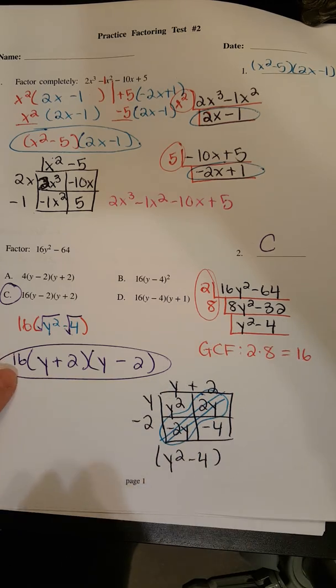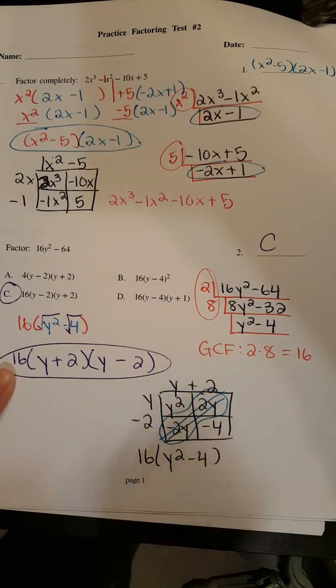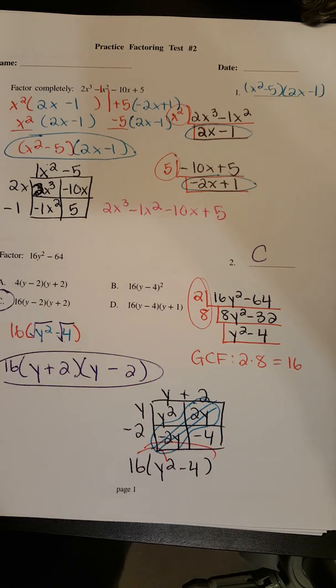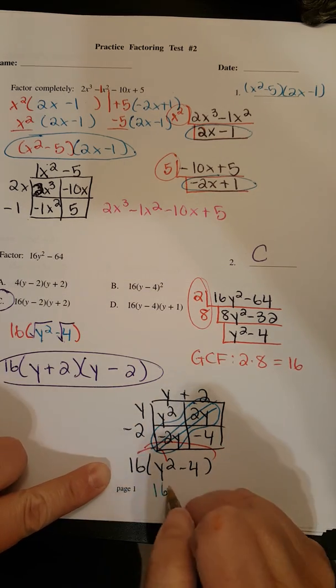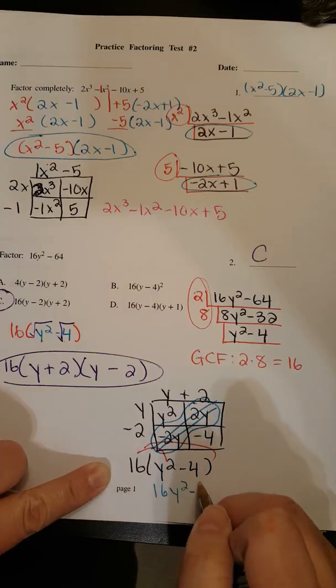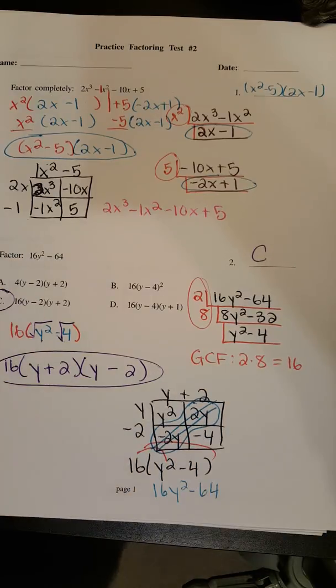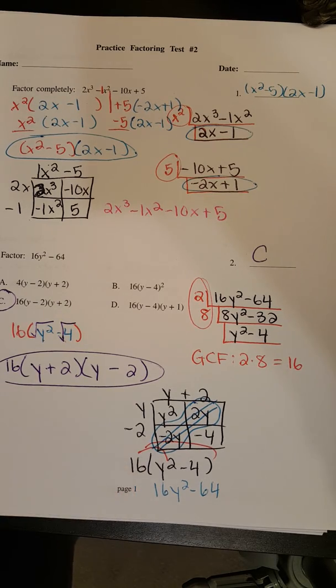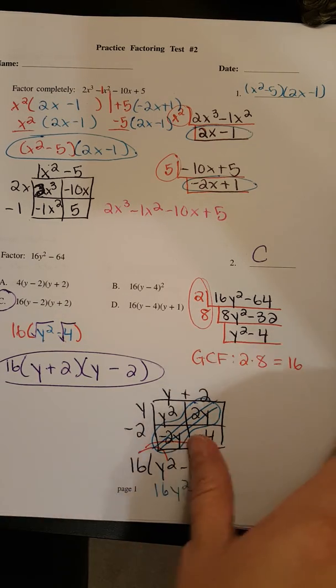And now I can't forget about this greatest common factor, the 16. If I go ahead and distribute this back in, then that's going to give me 16y squared minus 64, which was our original problem. So again, always try and go back and check your work. That can be the difference between getting something right or wrong.